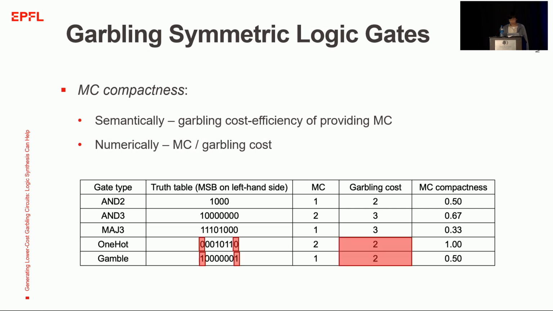For a three-input gate, 0, 0, 0 is the only input pattern whose Hamming weight is zero, and 1, 1, 1 is the only input pattern whose Hamming weight is three. The garbling costs of one-hot and gamble are lower than AND3 and majority three because their outputs are the same under this input pattern. The modulus required to interpret these two operations as modulo addition is smaller than in the case of AND3 and majority three.